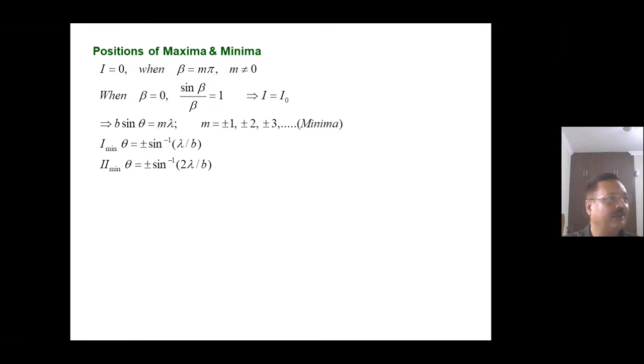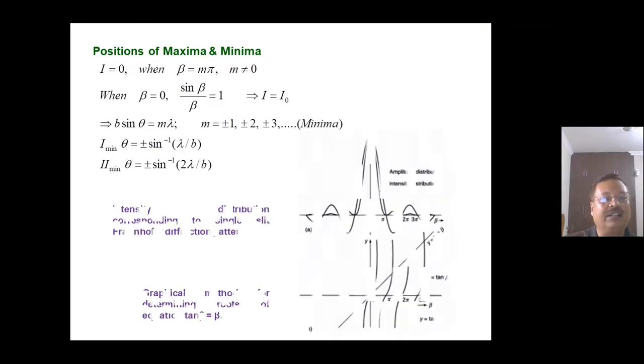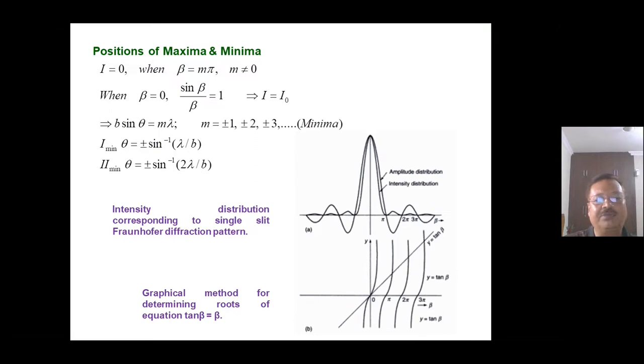Now we can take different values of m, and that will correspond to the first minima, second minima, and so on and so forth on both sides, so here plus 1 or minus 1. Minus 1 doesn't mean the amplitude is negative, but it shows the direction: it is on the other side. Similarly, we can calculate the maxima as well.